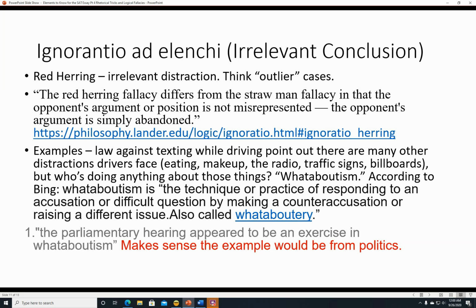It doesn't. Anyway, according to Bing, the search engine that Microsoft has on its web browser, whataboutism is the technique or practice of responding to an accusation or difficult question by making a counter-accusation or raising a different issue. It's also called whataboutery. And the example they use here is, the parliamentary hearing appeared to be an exercise in whataboutism. Of course, it makes sense that the example would be from politics for the reason that I just explained to you.